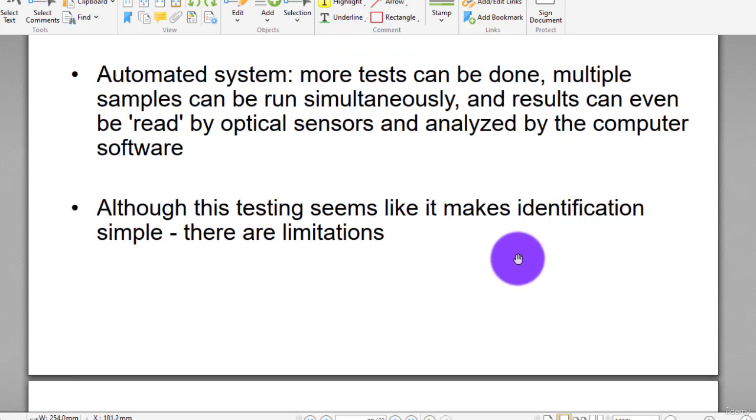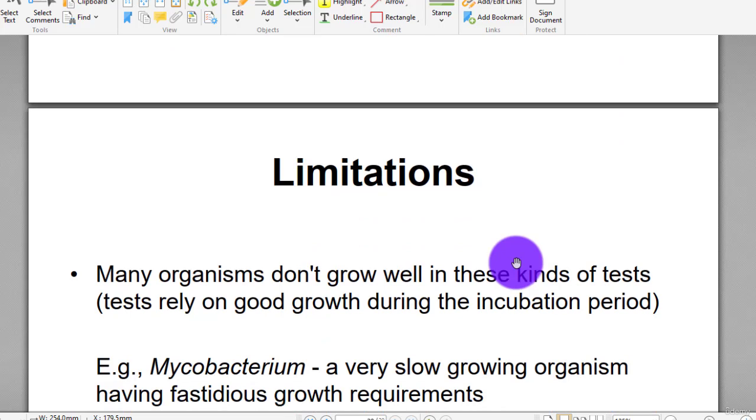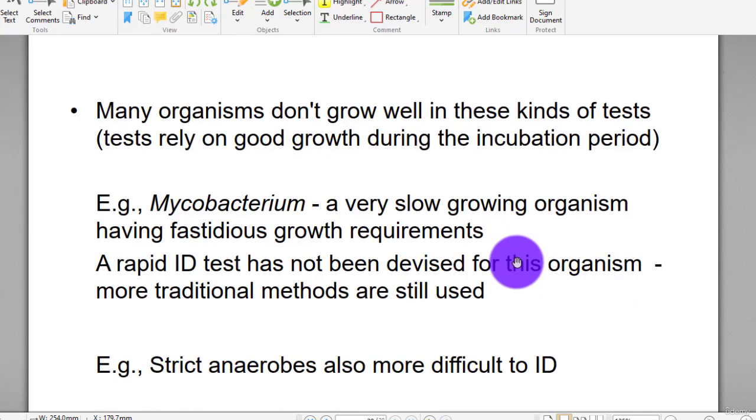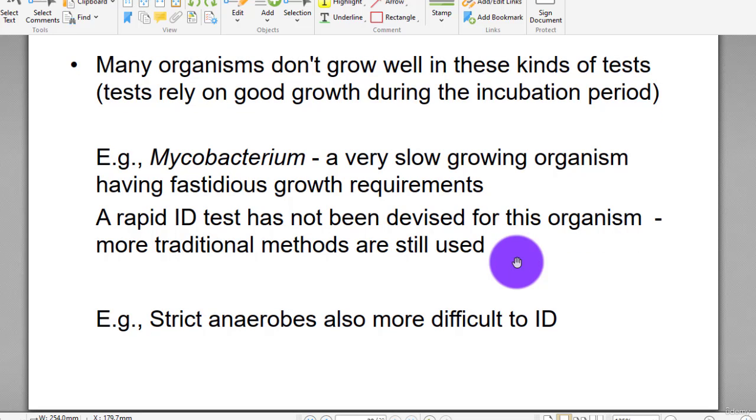Although this testing seems to make identification simple, there are limitations. Many organisms don't grow well in these kinds of tests. Tests rely on good growth during the incubation period. For example, Mycobacterium is a very slow growing organism with fastidious growth requirements. A rapid ID test has not been devised for this organism. More traditional methods are still used. Some species are also more difficult to identify.